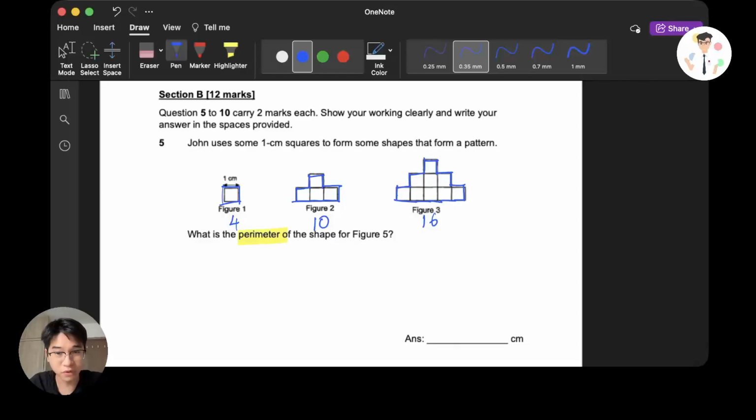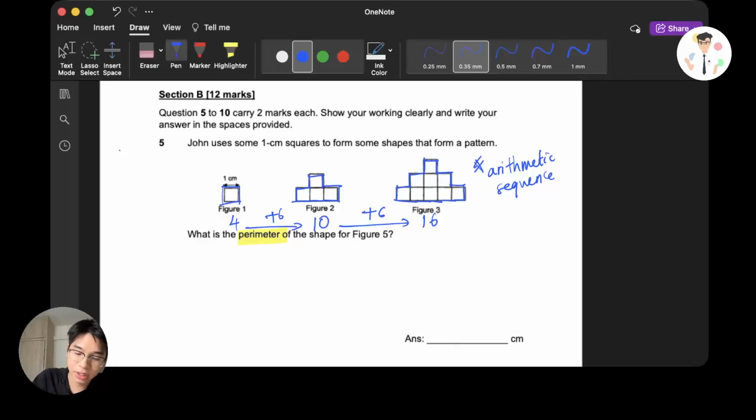Now, if I'm looking for figure 5, of course, there's an easier way. You can try to draw. Some of you actually did draw it out. But you should also notice something interesting, right? 4, how to become 10? Plus 6. 10, how to become 16? Plus 6. And from here you should notice that what I have taught you is called the arithmetic sequence. As long as you see plus 6, plus 6, plus 6, this is called the arithmetic sequence.